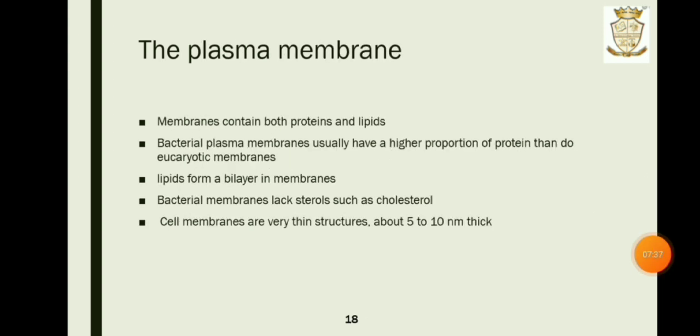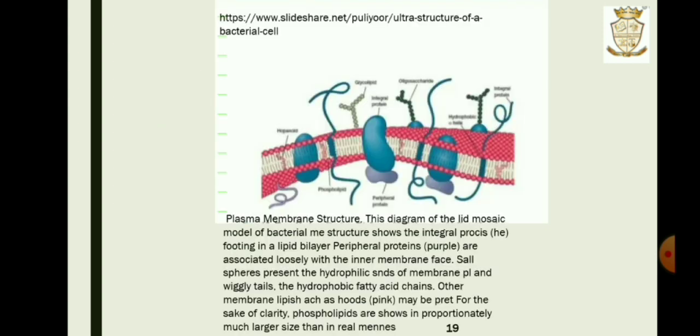Plasma membrane. The membrane contains both proteins and lipids. Bacterial plasma membranes usually have a greater proportion of protein than eukaryotic membranes. Lipids form a bilayer in membranes. Bacterial membranes lack sterols such as cholesterol. Cell membranes are very thin structures, about 5 to 10 nanometers thick.